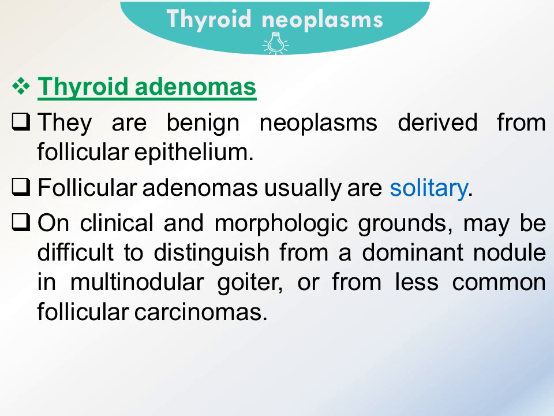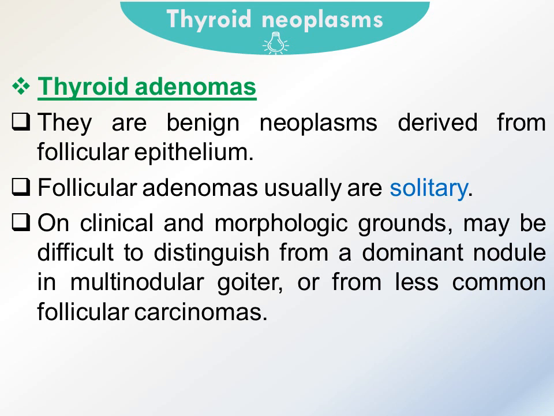In the rest of this presentation, I will try to outline the benign thyroid neoplasm, which is the thyroid adenomas, as well as the thyroid carcinoma, which is the malignant neoplasm of the thyroid, including the papillary carcinoma and follicular carcinoma. Whereas the other types, which are the anaplastic carcinoma and the medullary carcinoma, will hopefully be covered in the next lecture.